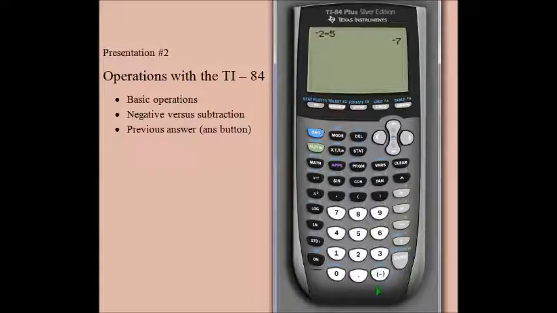Now, if I try to do subtraction with this, 2 minus 2, I'm going to get a syntax error. It's a mistake. You can't do that. So, if you need a negative number, you must use this. If you're doing subtraction, you must use this. They are not interchangeable.